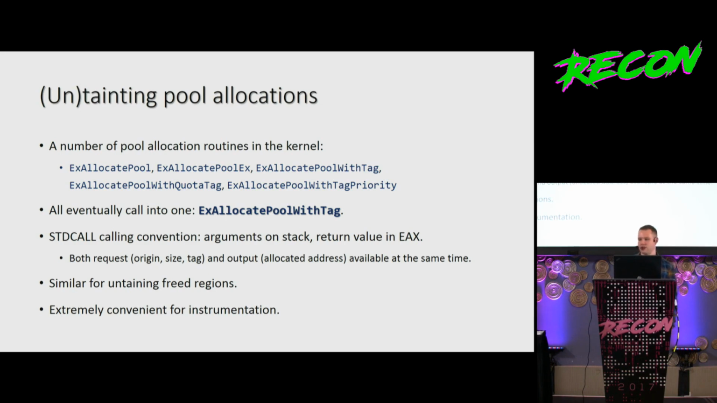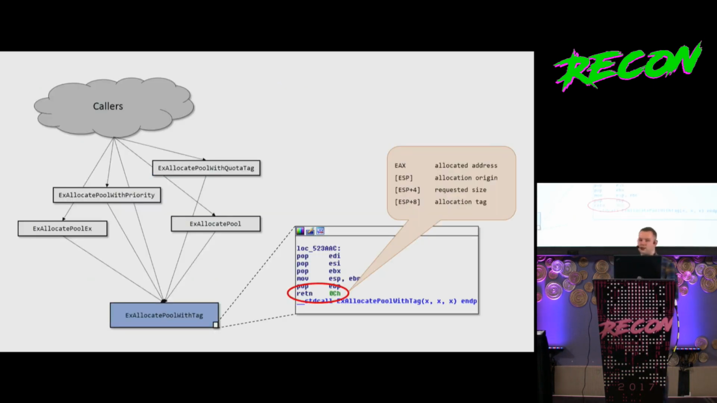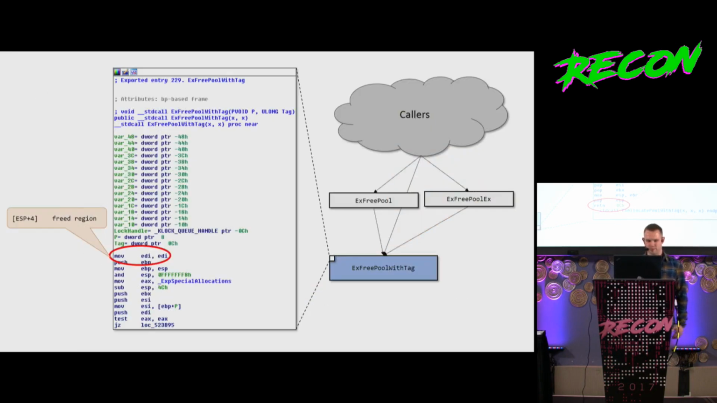And it's very similar for untainting freed allocations, but we just have to hook into the ExFreePool function. So basically this is how it looks. We have some colors for the different allocator functions. All of them eventually end up in ExAllocatePoolWithTag. So we just hook into this single ret instruction here, and we read all of the information that we're interested in at this very moment. And the same for freeing. Here we have fewer functions, but all of them eventually call into ExFreePoolWithTag. And then in the function prolog, we can just read the address of the freed region and untaint the memory region.